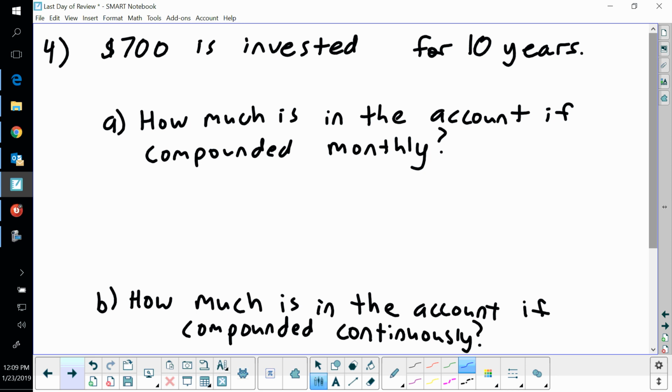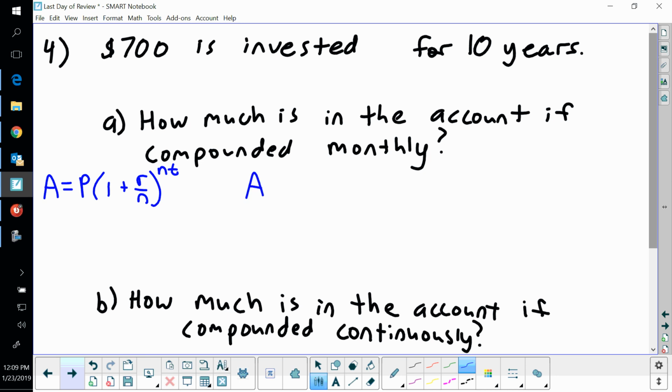All right, question 4 is a two-parter. So we have $700 invested for 10 years. Part A, we're going to find out how much is in the account if it's compounded monthly, and part B, if it's compounded continuously. So these two questions use formulas that we wrote on our inside cover that you want to make sure you are studying tonight. So our one, when we're compounded a certain number of times, is A equals P times 1 plus r over n raised to the nt.